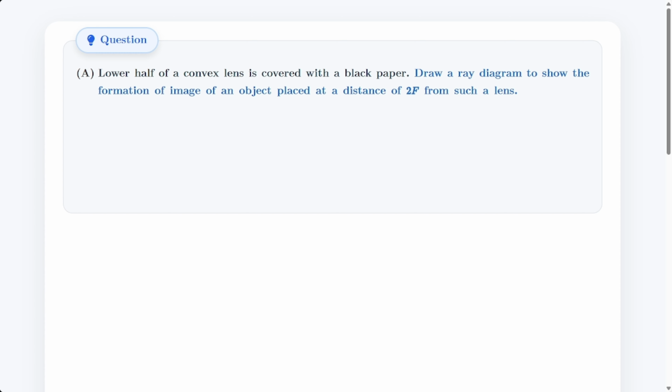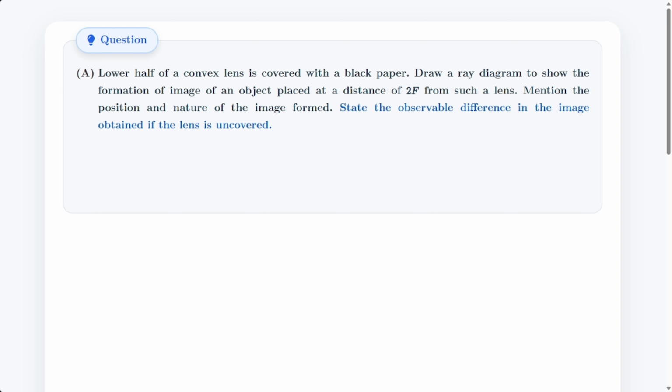Hello there. Let's analyze this physics question regarding lenses. Let's read question A first. The lower half of a convex lens is covered with a black paper. Draw a ray diagram to show the formation of an image of an object placed at a distance of 2f. Mention the position and nature of the image. Also, state the observable difference if the lens is uncovered. And give a reason for your answer.